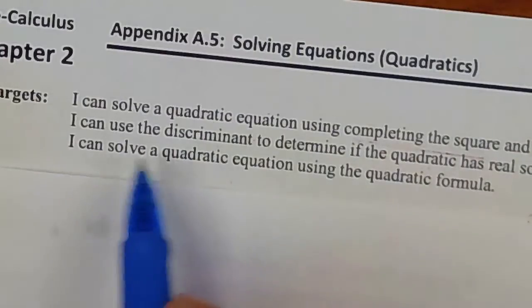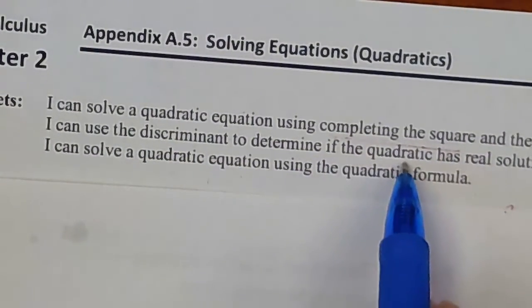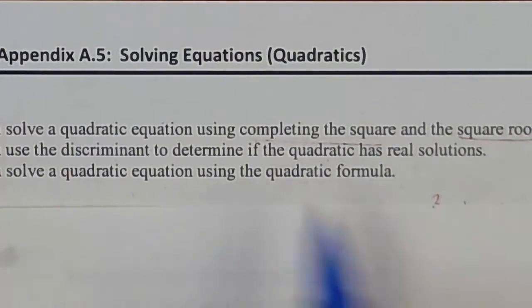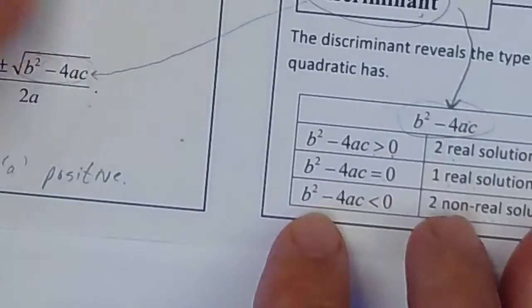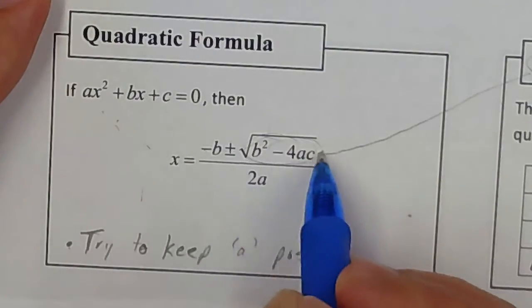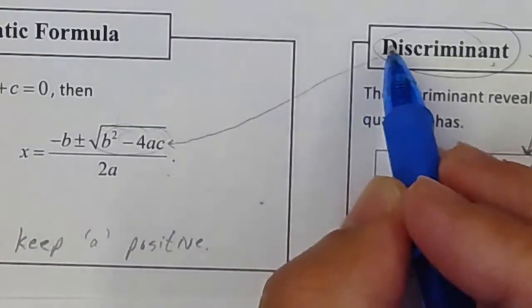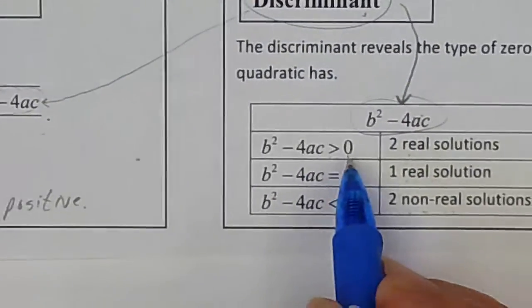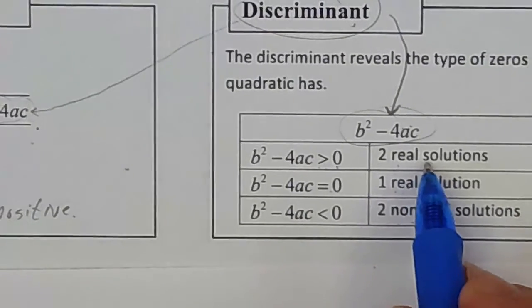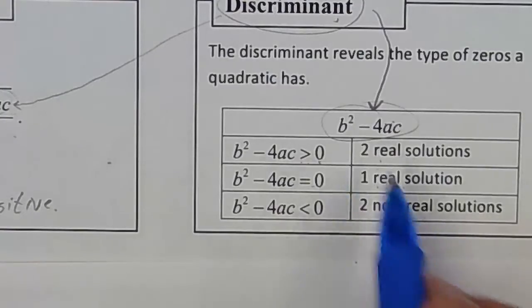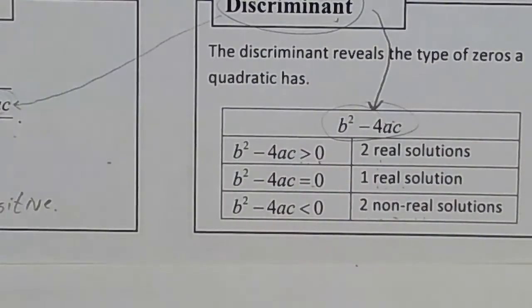Okay, moving on to the next page, we can use the discriminant to determine if the quadratic has real solutions or not, and then solve quad equations using the quad formula. Basically, we'll refer to this table as we're working through it, but if we know what's under the radical, this expression has a name called the discriminant. If it's positive, we know there's going to be 2 real solutions every time. If it's equal to 0, it has 1, and when it's negative, it has 2 non-real solutions. So we'll see that unfold as we work through these.